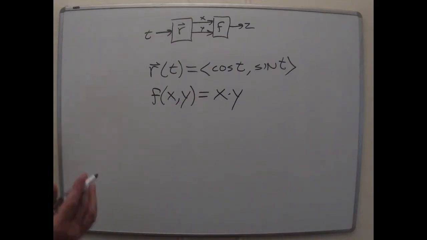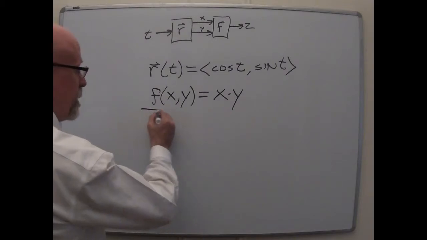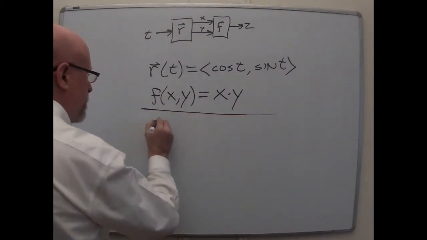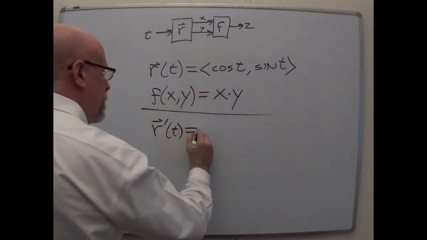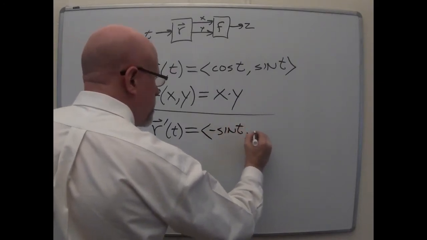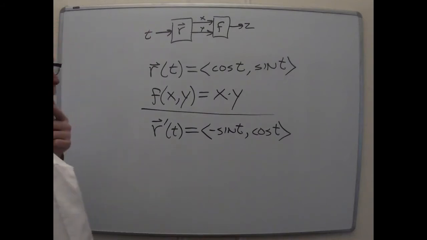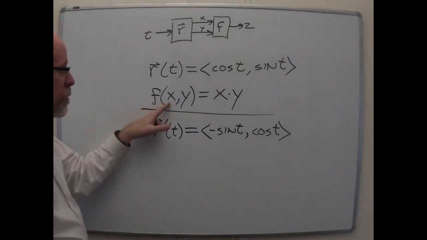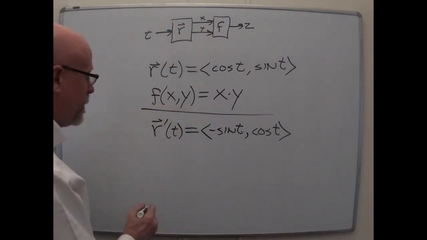Well, yeah, let's just take derivatives of everything in sight. We know how to take derivatives of these things. I'll take the derivative of r and get r prime, which is cos becomes minus sine, sine becomes cos. And taking the derivative of f, well now wait, f is one of these things where we've got two inputs. We can't take just one derivative, there's two choices.